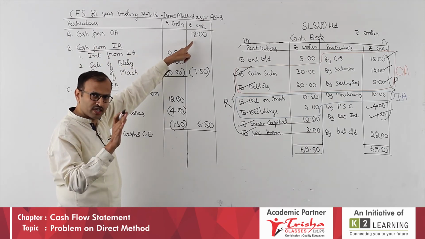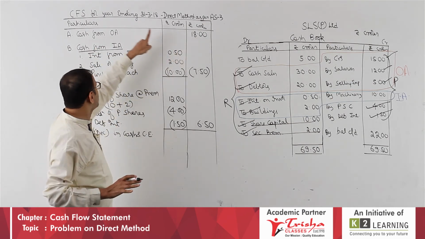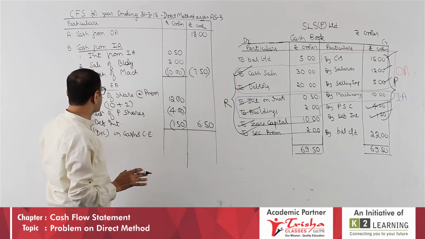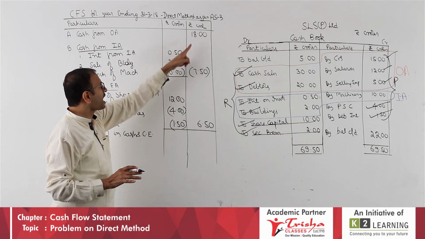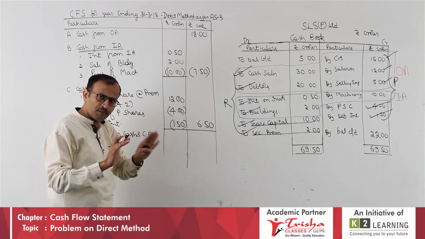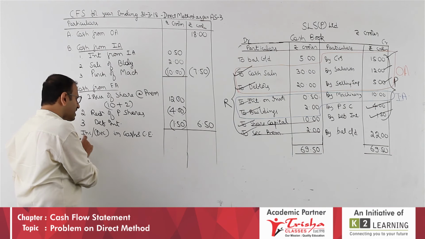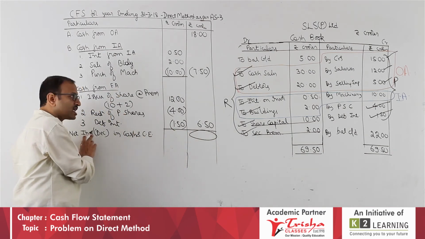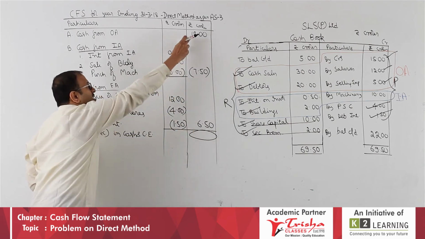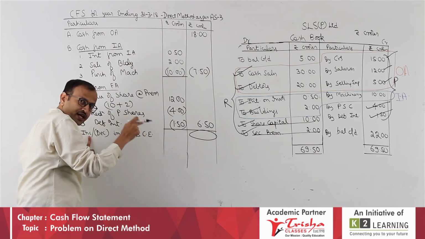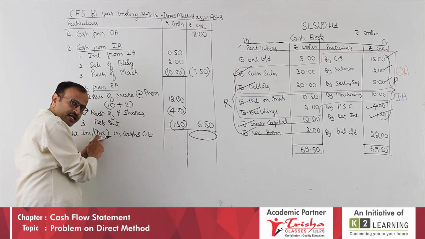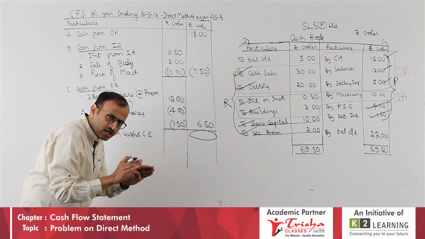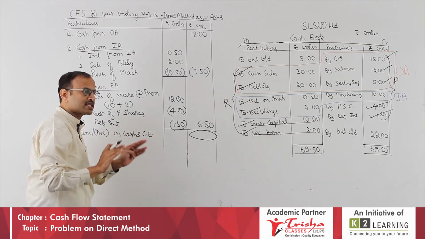Now onwards, students, please note in all the problems: when I say A, it is operating. When I say B, it is investing. When I say C, it is financing. Don't add here. A plus B plus C, all three put together, you have to add. You have to call this answer net increase. If you get negative after adding these three, call it decrease in cash and cash equivalents. Net increase or bracket decrease in cash and cash equivalent.